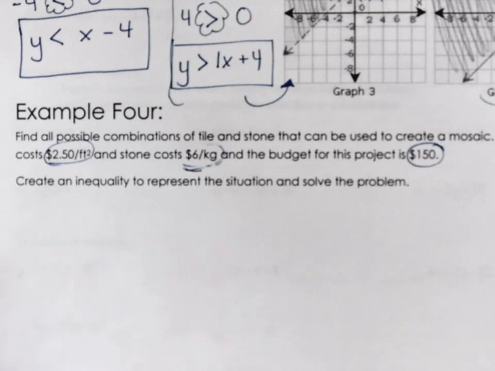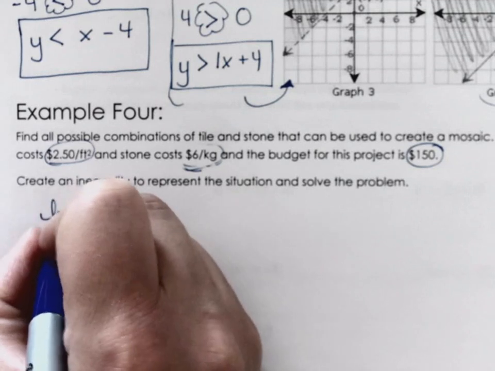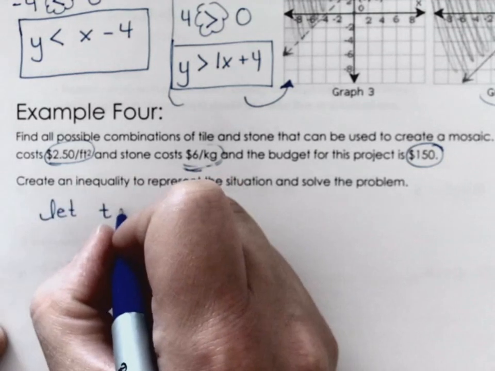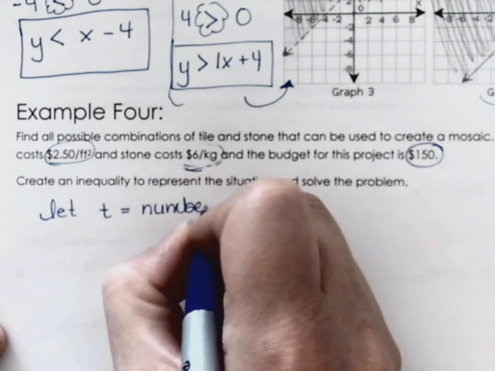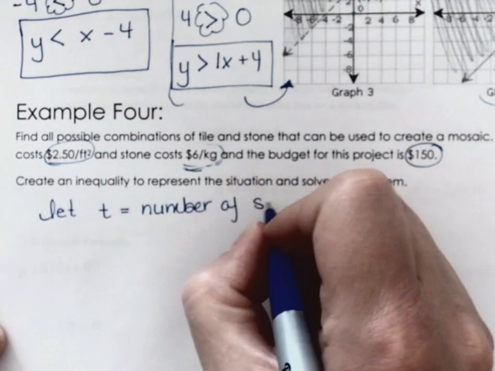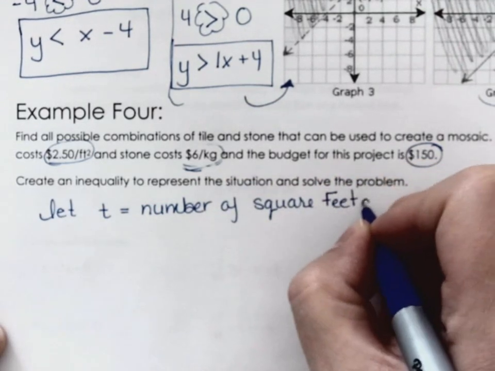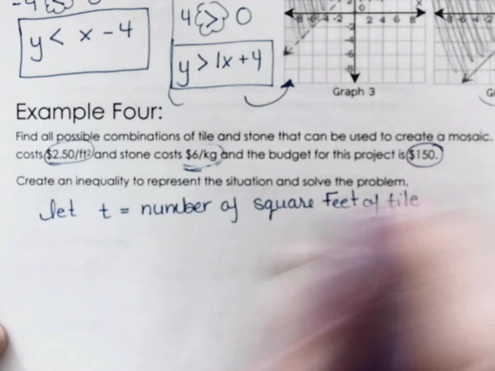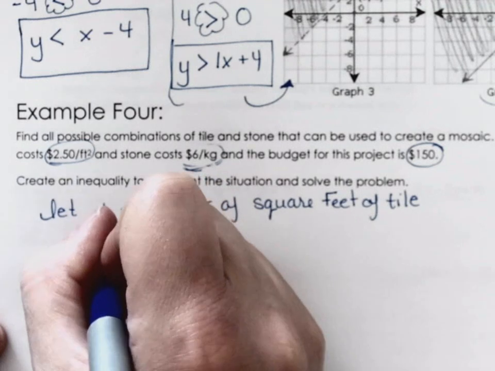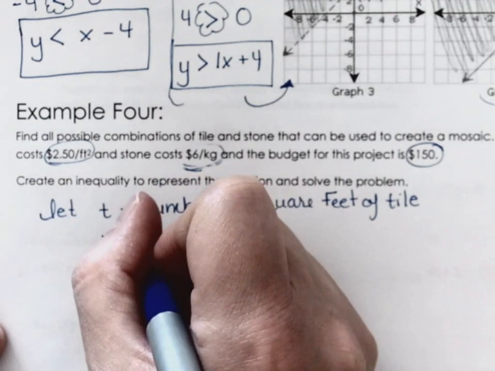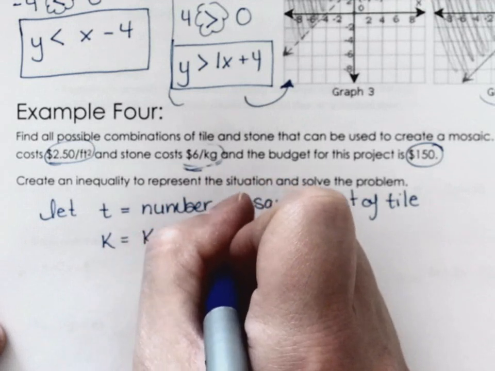Okay, so I'm going to create an equation. I'm going to do some variables here. I'm going to say let t equal the number of square feet of tile, because I'm introducing some variables and I've got to say what they are. And I'm going to say K is kilograms of stone.